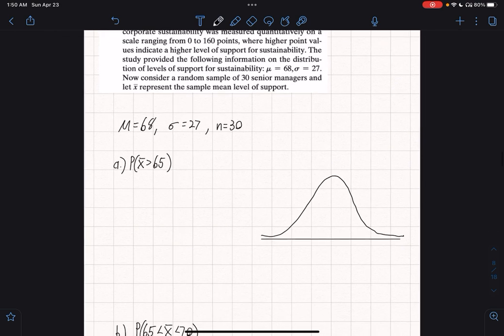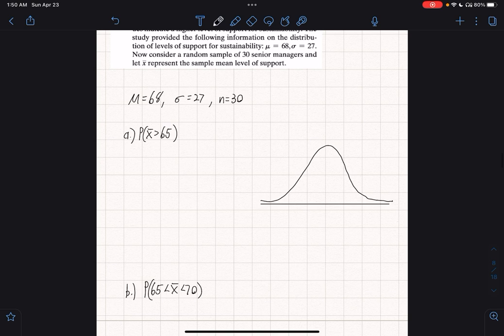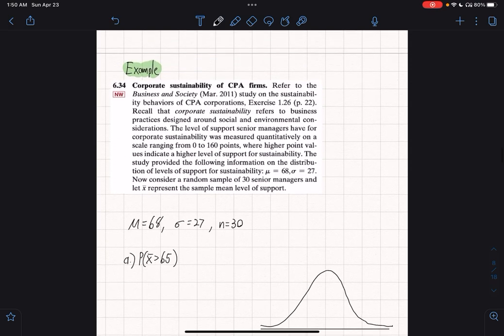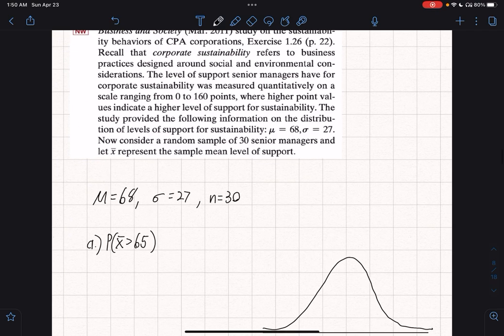Okay, so I have two problems here. It's the probability that x bar is bigger than 65, and then the probability x bar is between 65 and 70. So I would pause the video now and give it a shot.